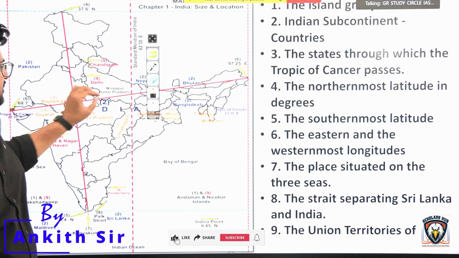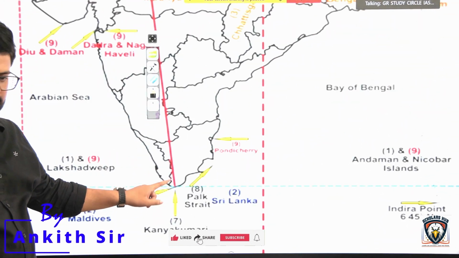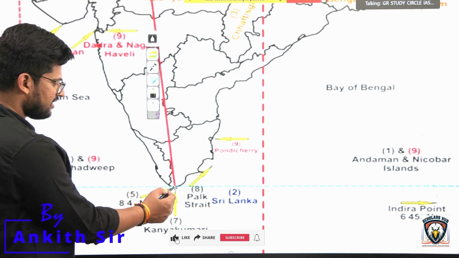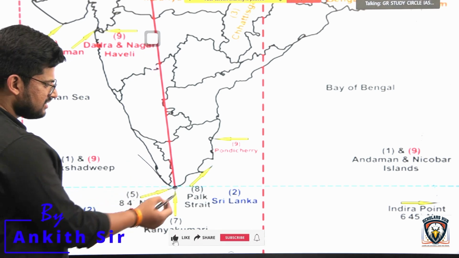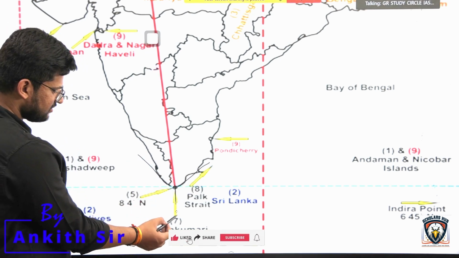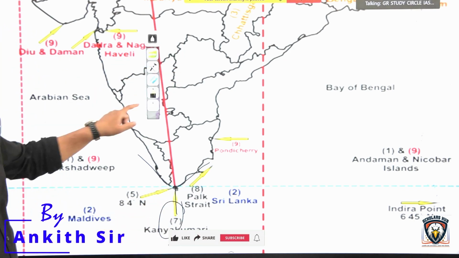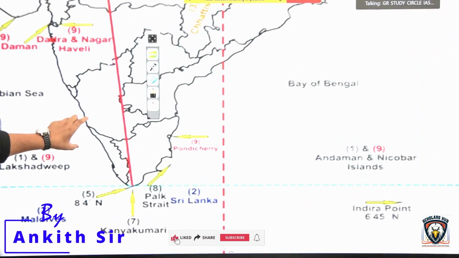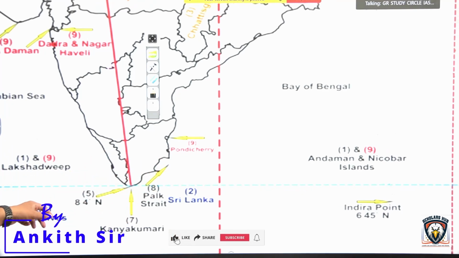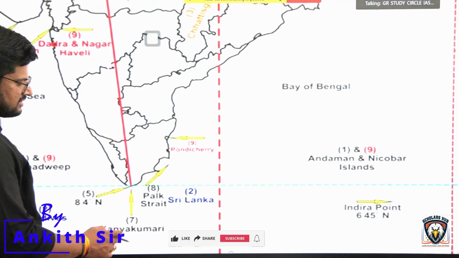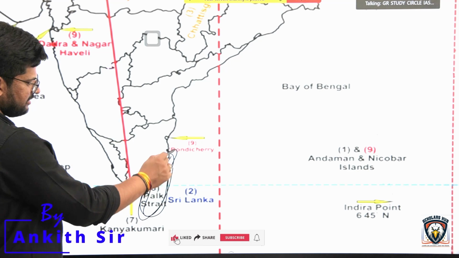If you look here, can you find Kanyakumari? Kanyakumari is located at the land of 3 seas. On one side you have the Arabian Sea, here you have the Bay of Bengal, and down south you have the Indian Ocean. So let's say the land of 3 seas is Kanyakumari. And what is a strait? A strait is a narrow body connecting two large water bodies. You can remember that India and Sri Lanka are separated by the Palk Strait.